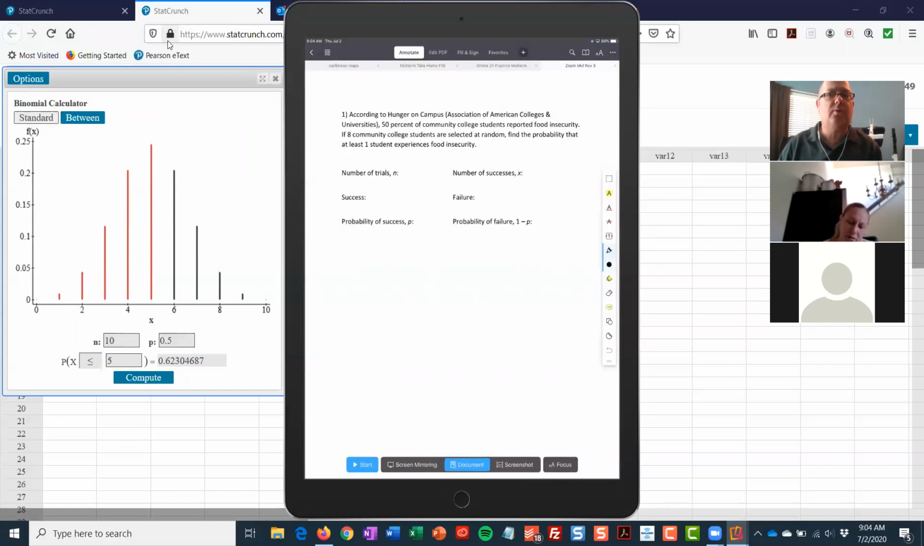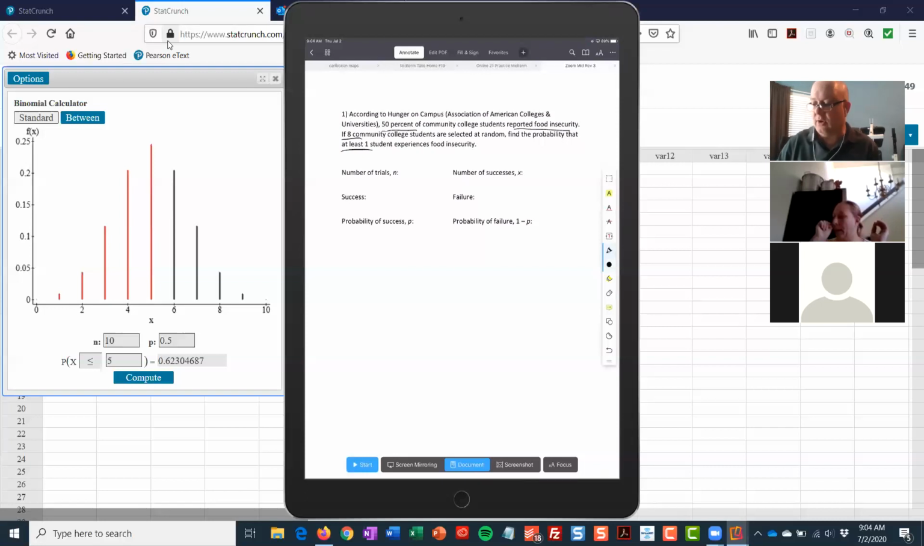The other thing I'm looking for is some kind of a percentage, a probability of success, and this problem has that as well. So in this problem, we're talking about out of 8 students, find the probability at least one experiences food insecurity, and we're told that 50% report that. So we have 1 out of 8 with a 50% chance for each one. That's binomial. On the screen, I've got the 6 things that I think that you should write down each time.